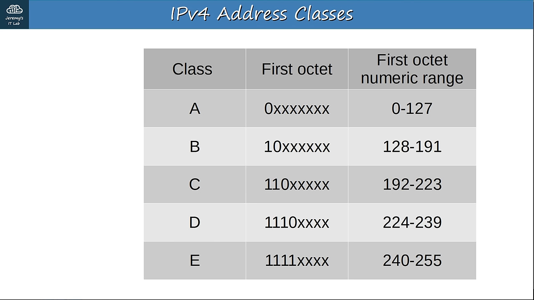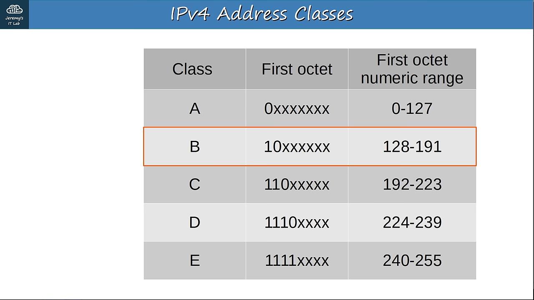Now, IPv4 addresses are split up into 5 different classes. The class of an IPv4 address is determined by the first octet of the address. The first is class A, which has a first octet beginning with 0. If the first octet begins with 0, that means that the numeric range of the first octet is from 0 to 127, because 64 plus 32 plus 16 plus 8 plus 4 plus 2 plus 1 gives a maximum of 127. The second class is class B, which has a first octet beginning with 10, and therefore a numeric range of 128 to 191.